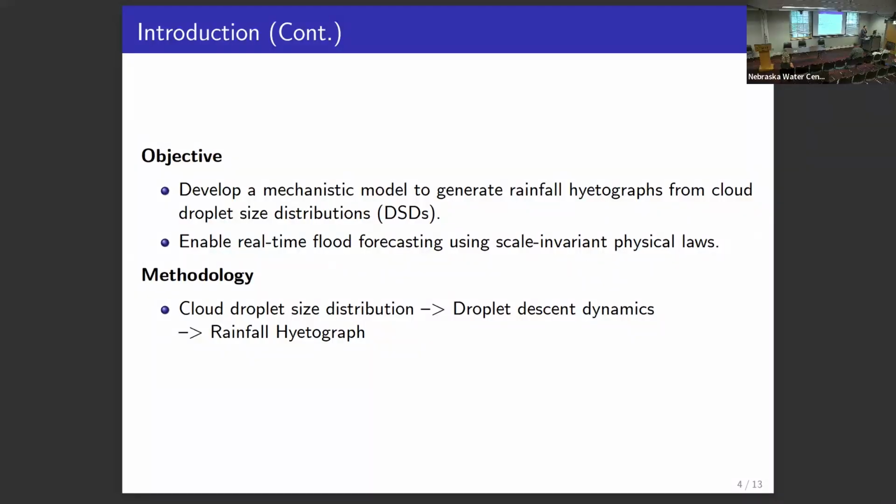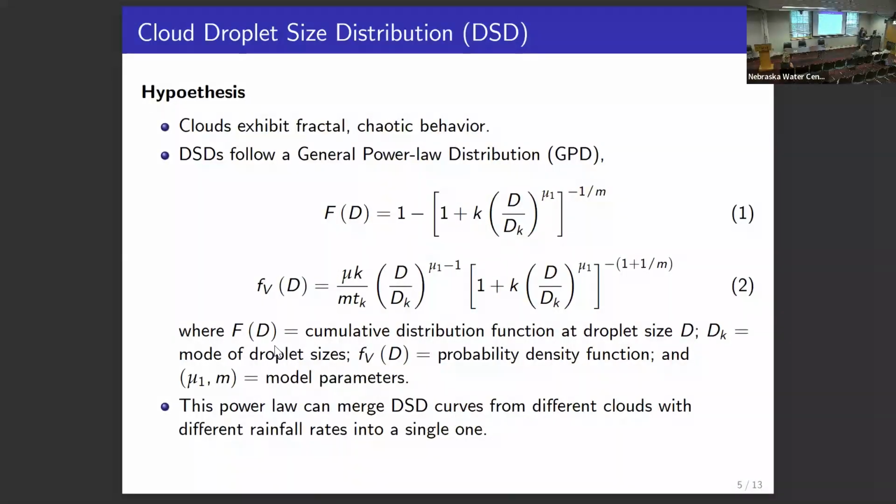So what is the method? The idea is we have a cloud, and we use radar or satellite to measure the droplet size distribution. Then we have droplet descent dynamics, like sediment settling in water. Then we can calculate the rainfall height graph. This is the first time we predict rainfall in terms of mechanics, based on physical principles.